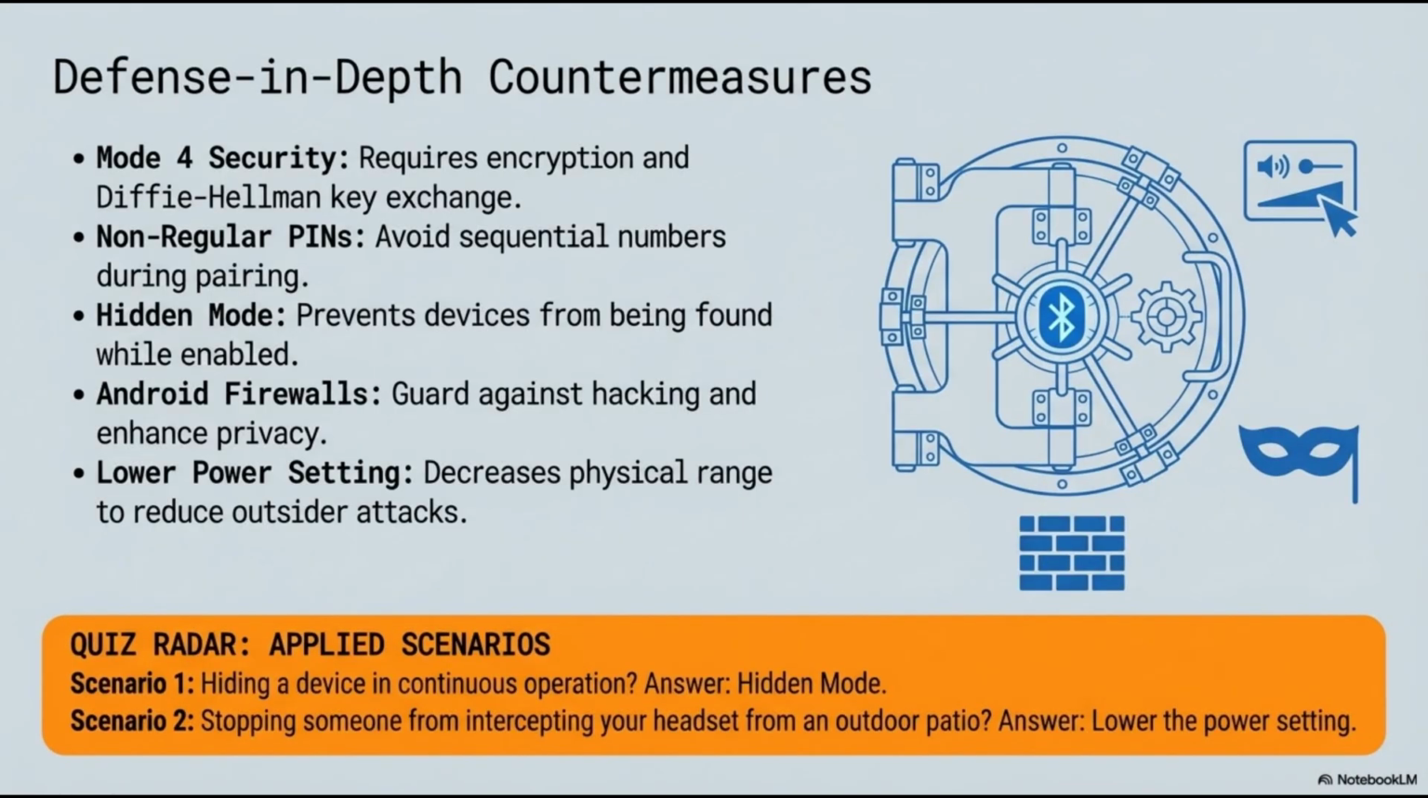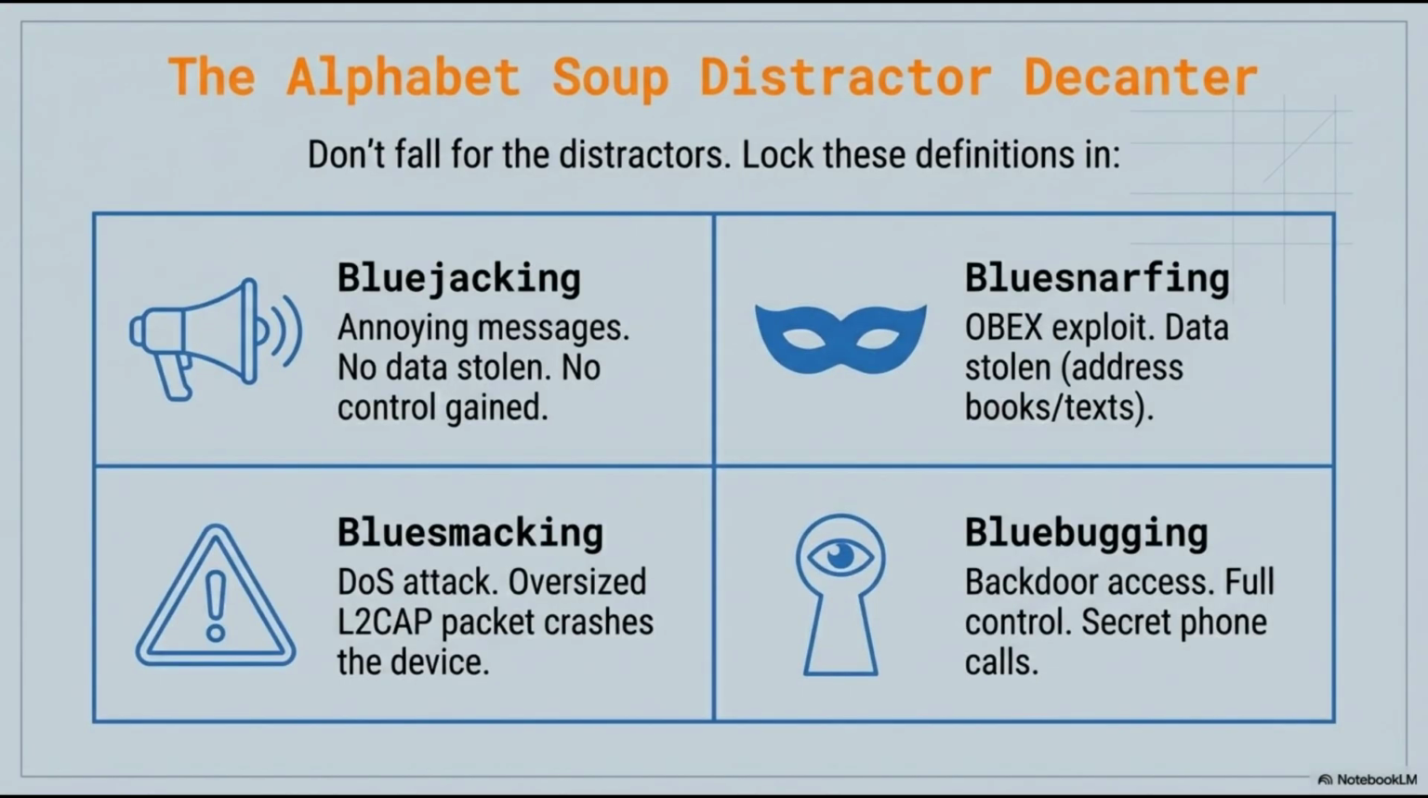Evaluate how manipulating the physical properties of a Bluetooth signal, such as lowering the power setting, serves as an effective security control compared to software-based encryption. Physical range matters. Almost at the end. Let's go to slide 13, titled The Alphabet Soup Distractor Decanter. The test makers will try to trip you up by mixing these terms. Let's do a rapid-fire review to make sure you don't get tricked.